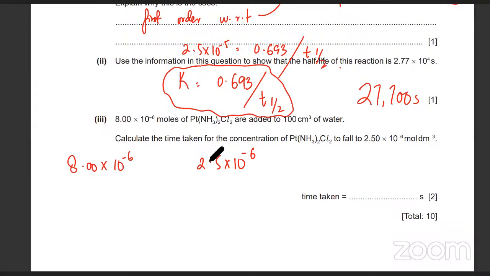How many half-lives do you need? You need to keep dividing 8.00 times 10 to the power of minus 6 by 2 till you get 2.5 times 10 to the power of minus 6. Every time there's a half-life, the concentration decreases by half, right? So for example, the first half-life, after 27,700 seconds, are you getting this?